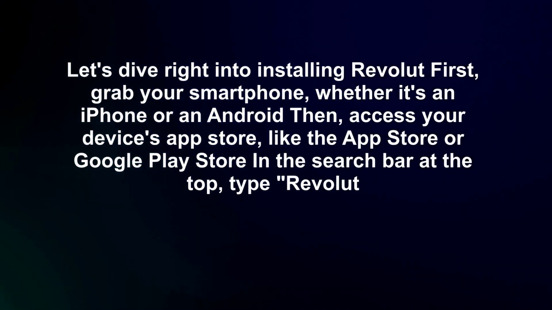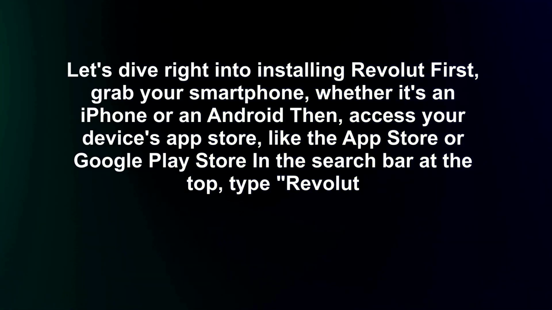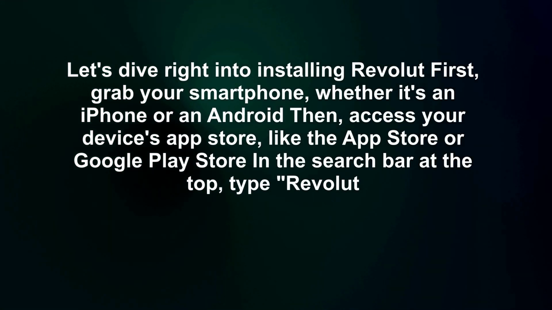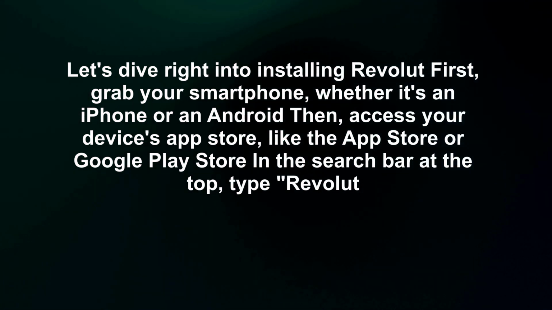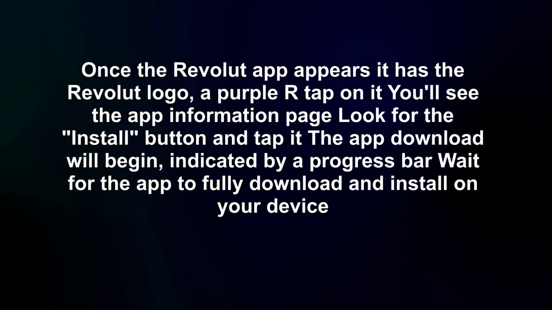First, grab your smartphone, whether it's an iPhone or an Android, then access your device's App Store, like the App Store or Google Play Store. In the search bar at the top, type Revolut. Once the Revolut app appears, it has the Revolut logo, a purple R.